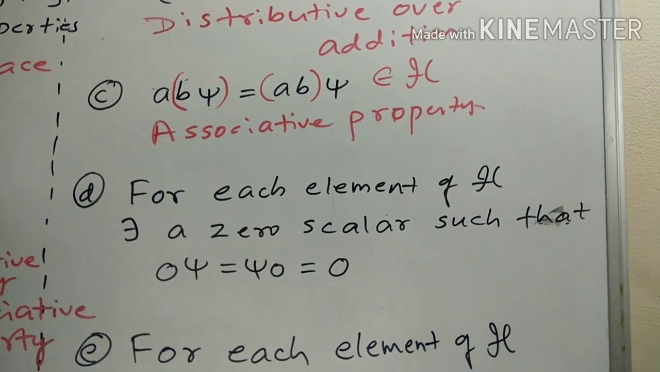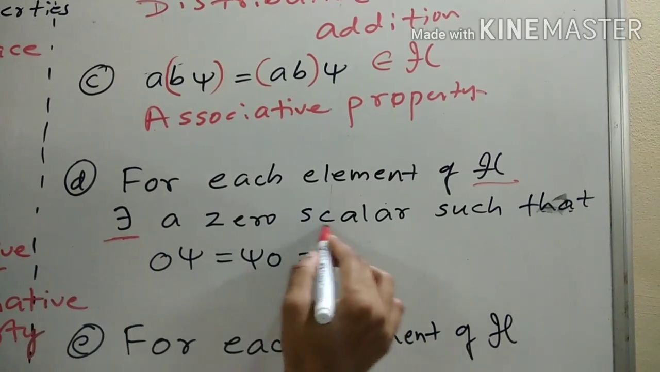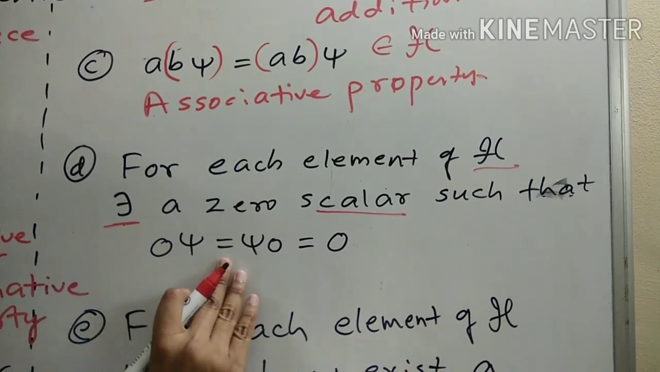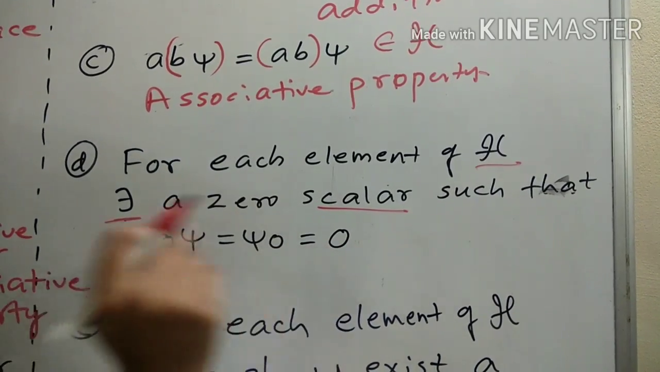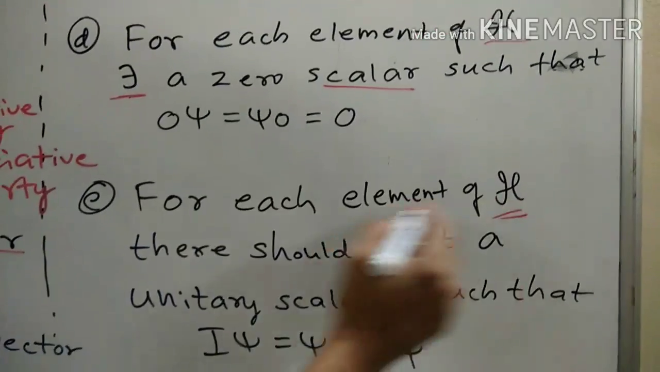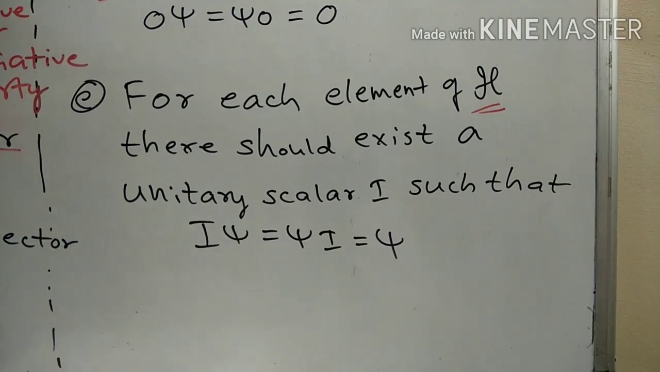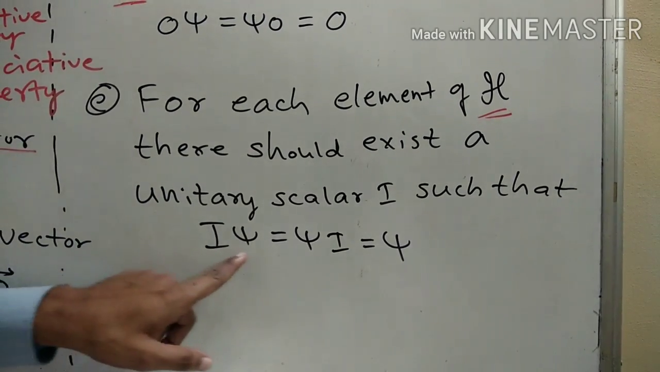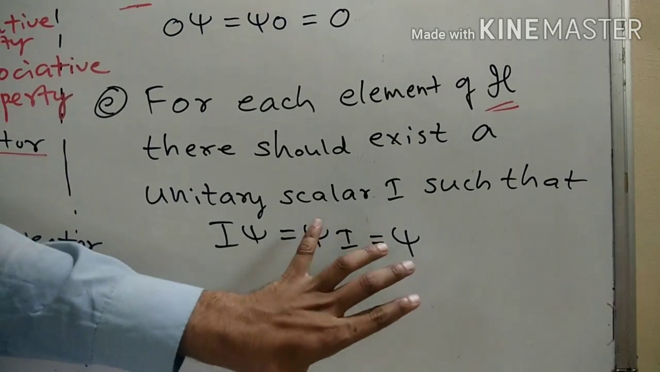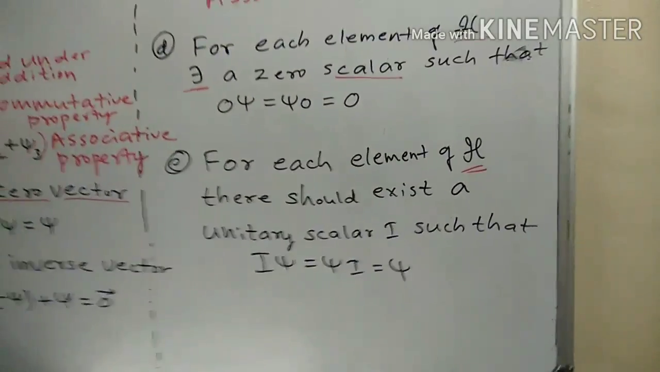Similar to the addition rule, for each element of Hilbert space, there exists a zero scalar such that 0 into psi or psi into 0 will give back 0. And for each element of Hilbert space, there should exist a unitary scalar I such that I psi or psi I is equal to psi. So these are the properties which are satisfied by linear vector space.